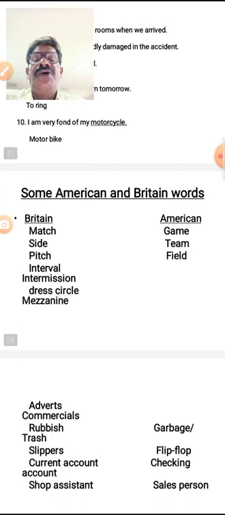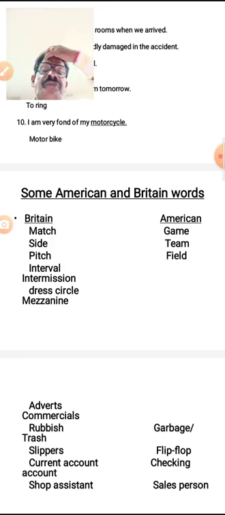And for your comfort, I have taken some American and British words for your knowledge so that you can use them whenever you need. In British English, it is called match. In American English, it is called game. In British English, it is called side. In American English, it is called team. In British English, it is called pitch. In American English, it is called field. In British English, it is called interval. In American English, it is called intermission.